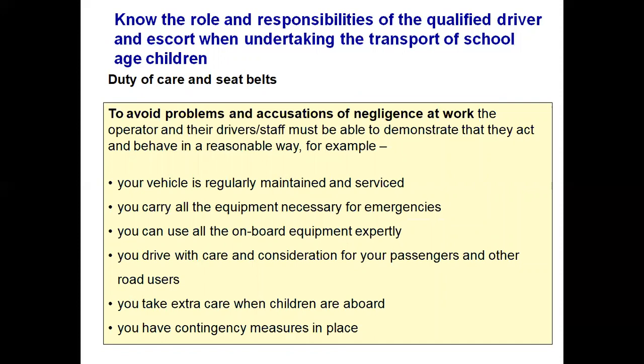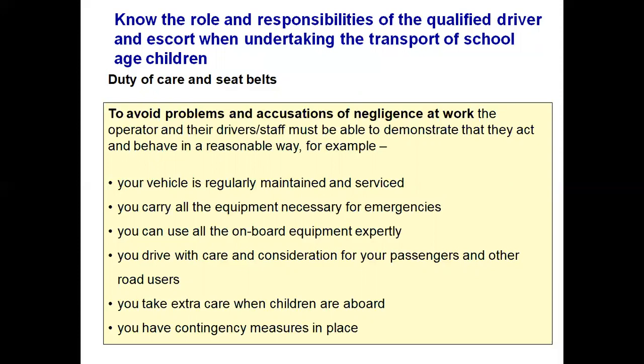You have a duty of care, as you're well aware by now. To avoid problems and accusations of negligence at work, the operator and their drivers must be able to demonstrate that they act or behave in a reasonable and responsible way. For example, the vehicle is regularly maintained and serviced. You carry all the equipment necessary for emergencies, such as a fire extinguisher. You can use all the onboard equipment perfectly. It's no good having it if you don't know how to use it.